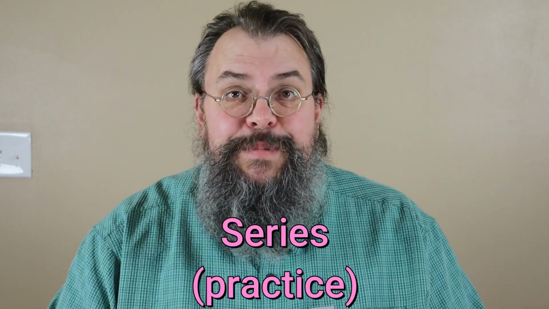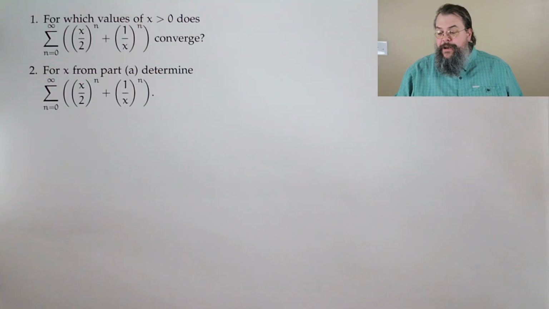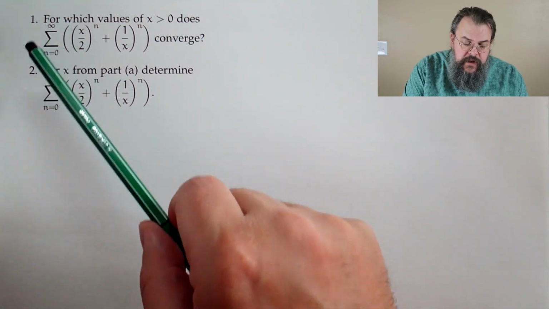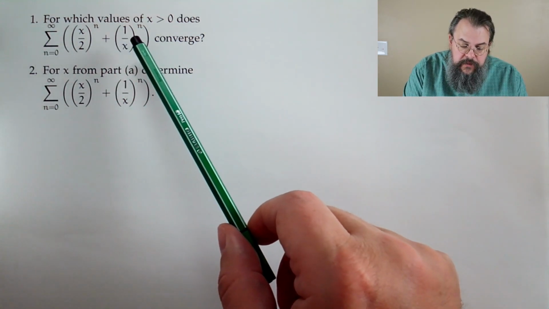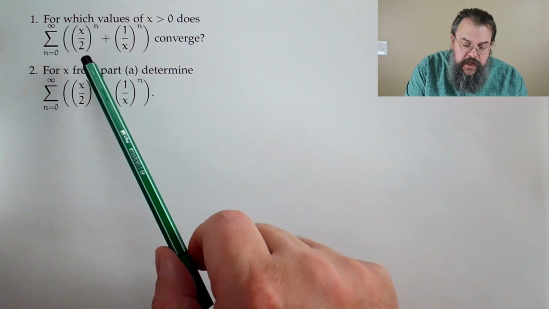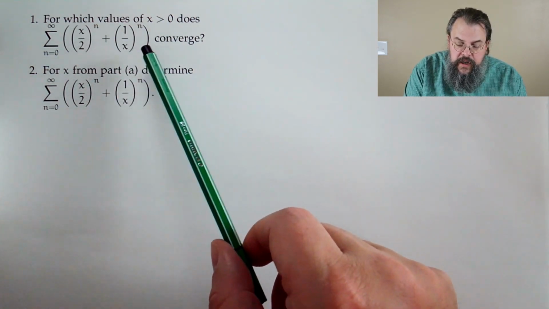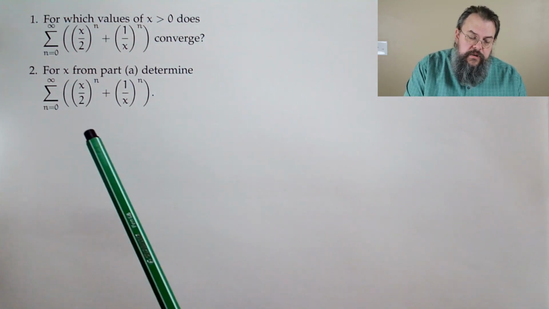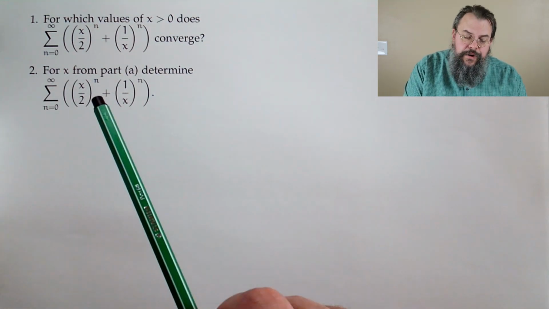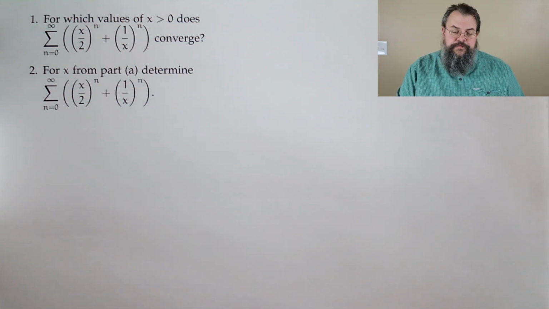Well, let's begin. Our first problem. So, two-parters. For which values of x positive does the sum of x over 2 to the n plus 1 over x to the n converge? Now, the second part says, okay, suppose you have such an x, what does it converge to?